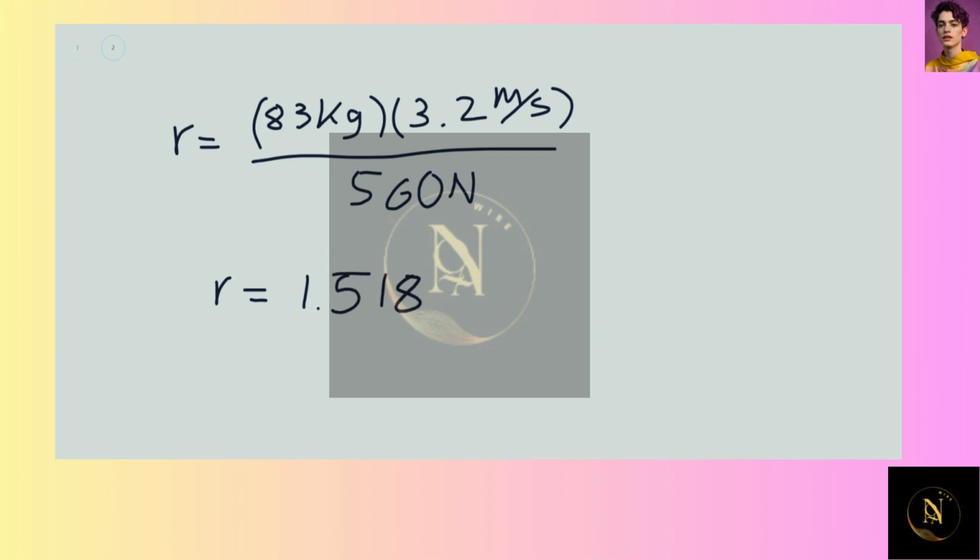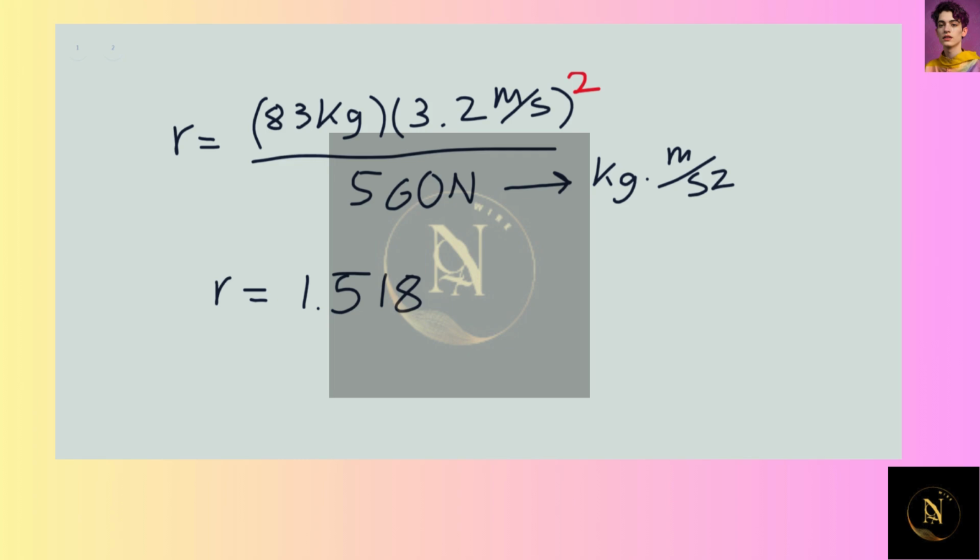1.518. And when we check out our units, we have to remember that a newton is equal to kilograms times meters per second squared. I just realized that up here, I forgot to square my velocity. Right here, don't forget to do that. When we do square it, the 1.518 is our result.